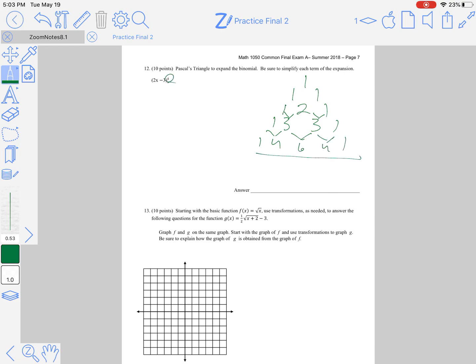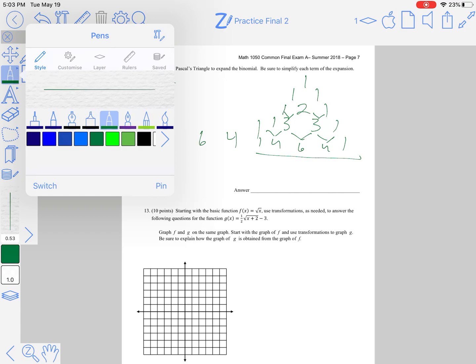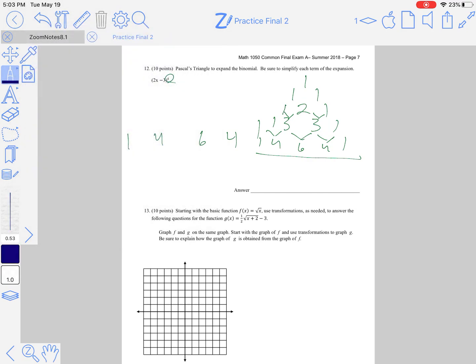Why do we need the fourth row? Because that's a fourth exponent. So those are the numbers we're going to use. 1, 4, 6, 4, 1. We now start with our first term, which is 2x. And we're going to take that to the fourth power right here. 2x to the fourth, 2x to the third, 2x squared, 2x to the first. And then this will be 2x to the 0, so it's not there.